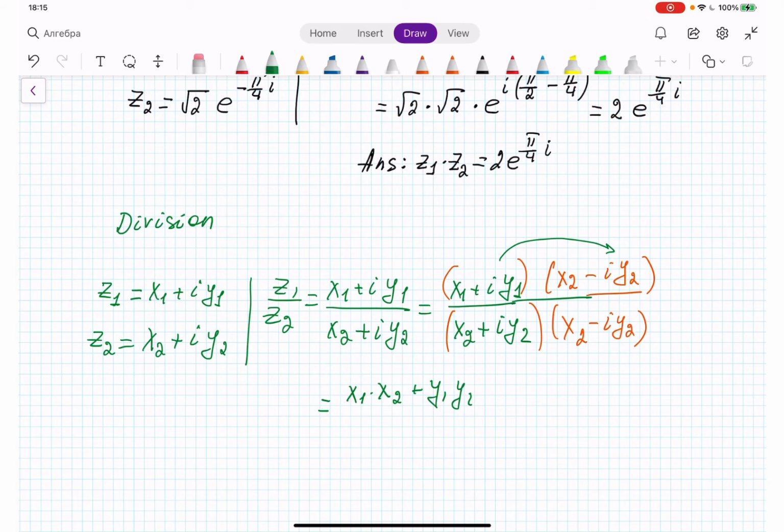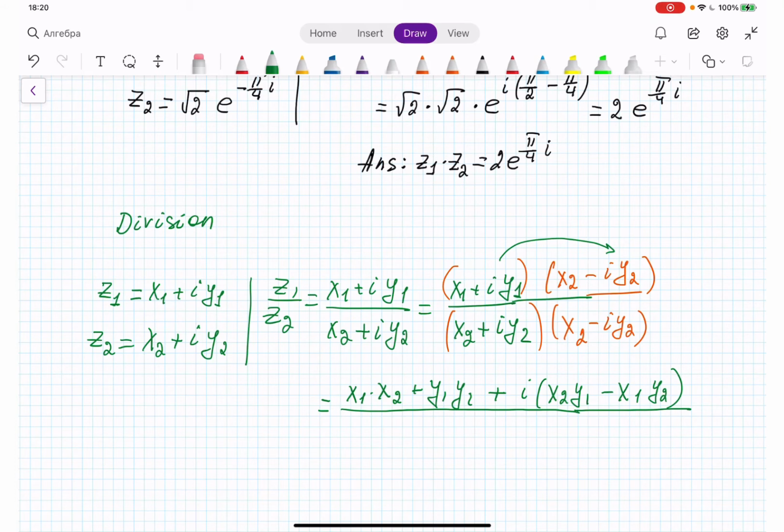We continue. Here we have our fraction line, and x1 x2 plus y1 y2, plus i times x2 y1 minus x1 y2. That's in the numerator. If you multiply, that's what you will get.